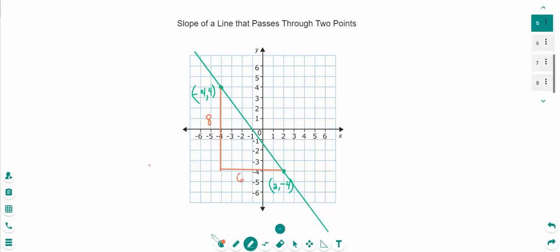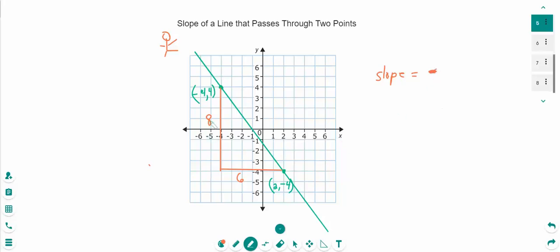The run is 6. And so the slope of this line is going to be a negative. Now don't forget, it's a negative because we're going downhill, right? The green line is going downhill as you look at it from left to right. You know, the little man walking over here, if he's walking down this hill or this line, he's going to be walking downhill. All right, so because of that, we have a negative slope.